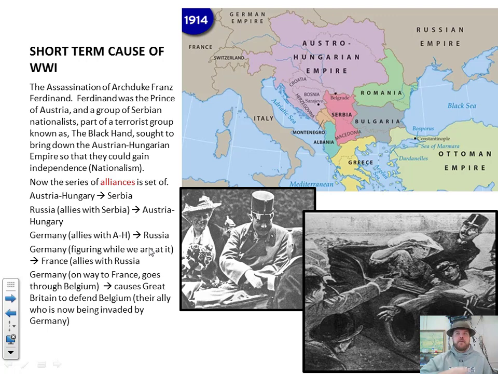Long-term causes: MAIN, militarism, alliances, imperialism, nationalism. Short-term cause: the assassination of Archduke Franz Ferdinand in Sarajevo. This sets off those triggers of alliances. And this is in 1914. This is World War I, a war on an epic scale that the world has never seen before. And we'll get into the United States involvement in 1917 in a later lesson.